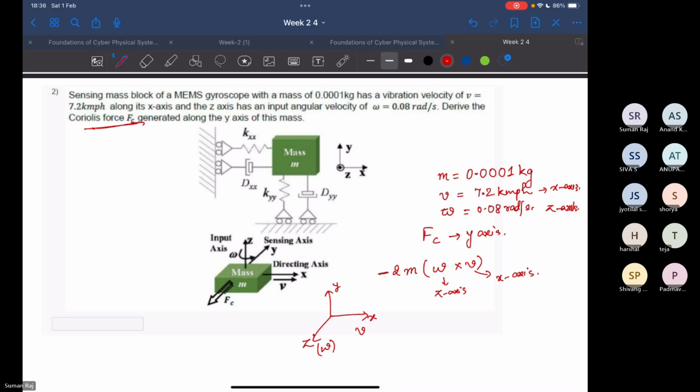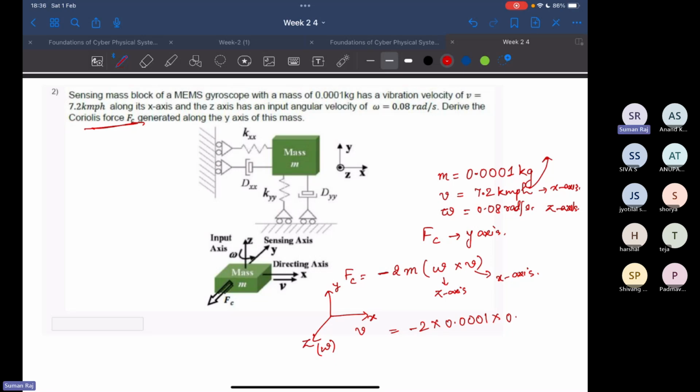Okay, so this is your FC over here, and if you try and calculate, we get minus 2 into the mass, 0.0001 kg. We have to convert the speed into meter per second. Yes, this one we have to convert. So how much will this be in meter per second?